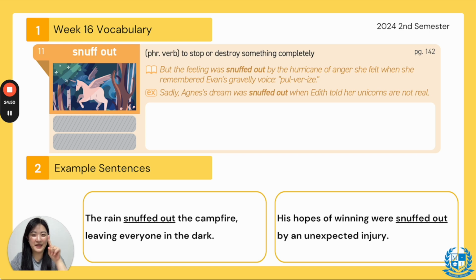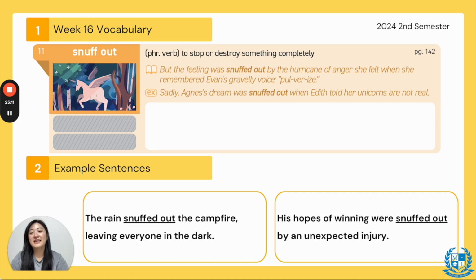Let's read the example together. Ready? 1, 2, 3. Sadly, Agnes's dream was snuffed out when Edith told her unicorns are not real. So here, Agnes thought that unicorns were real, but that idea and that dream was snuffed out. It was stopped and destroyed when her friend told her that they were not real.